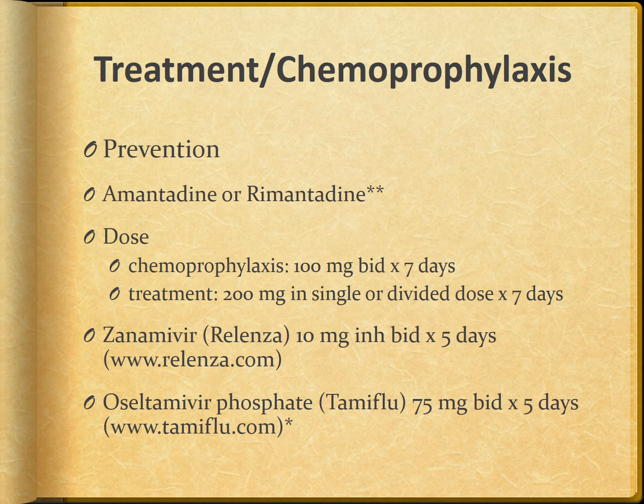So these are some treatment options and chemoprophylaxis that we use in primary care. Of course, prevention is where you want to start from. So immunizing your elderly patients, your pediatric patients, your healthcare workers, and your immunocompromised patients with the flu shot earlier on in the flu season. Amantadine and rimantadine are some chemoprophylaxis that we use, 100 milligram twice a day for 7 days, or 200 milligram in divided doses for 7 days.